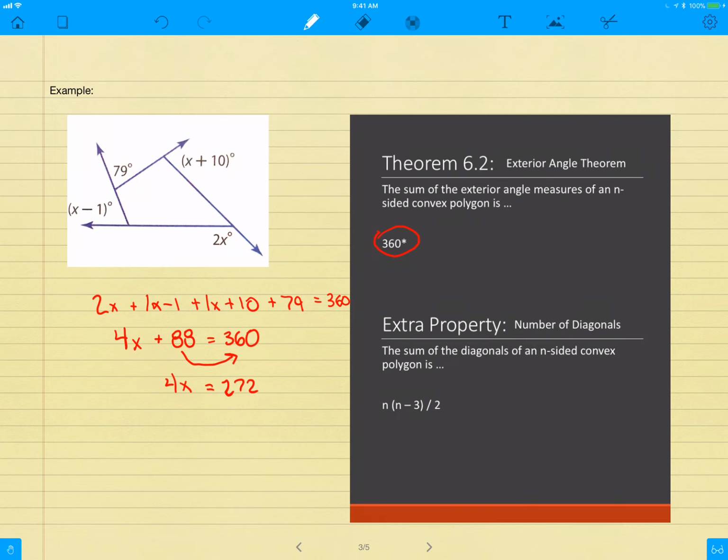Again, type those in your calculators and double check that you're typing it in right. And then the last step here is we're going to divide the 4 over. So if you take 272 and you divide by 4, we get 68. And that's my x. 68. All right, hopefully that made sense. So that's the first steps. You had to find the exterior angles and the value of x that satisfies the condition.